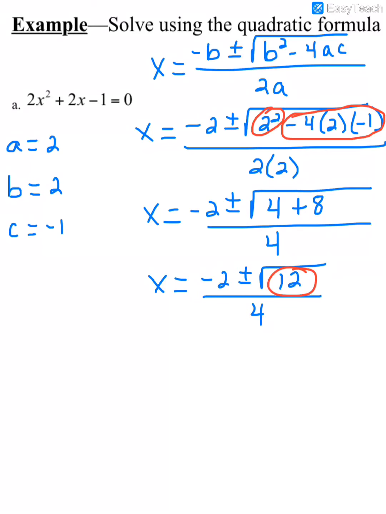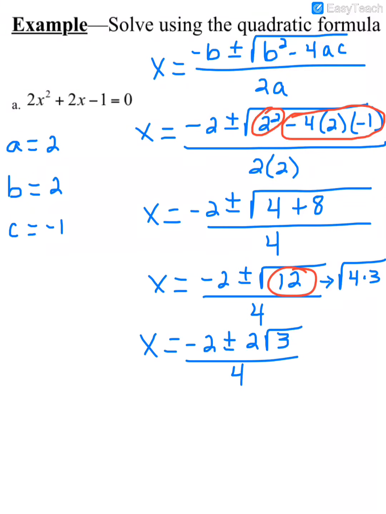Now, 12 is not a perfect square, but it has a perfect square factor. 12 is the same thing as 4 times 3. Okay, so that gives me negative 2 plus or minus, now 4 comes out as a 2, and the 3 stays under, and that's over 4. Now, when we're reducing a rational expression where we have a fraction, if we have something separated by plus or minus, as long as the denominator can go into both of the terms, then we can reduce it.